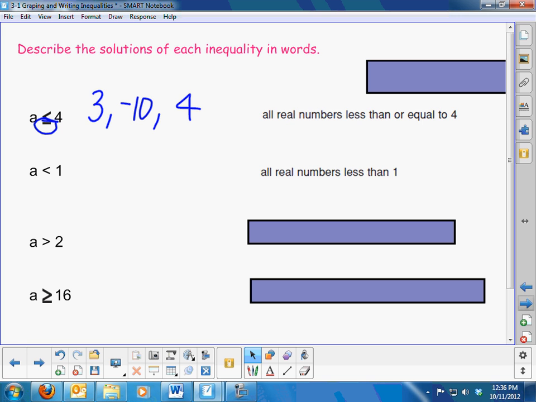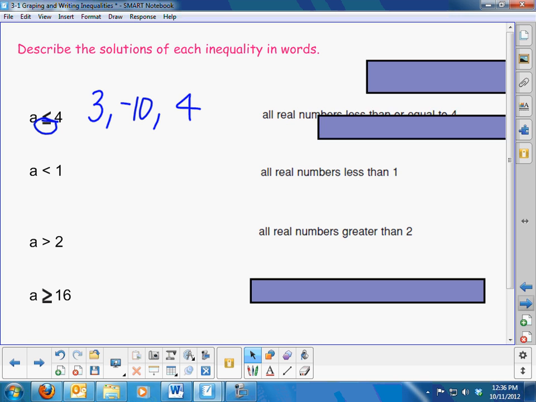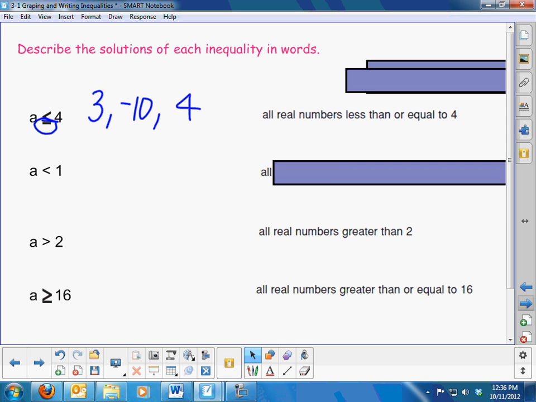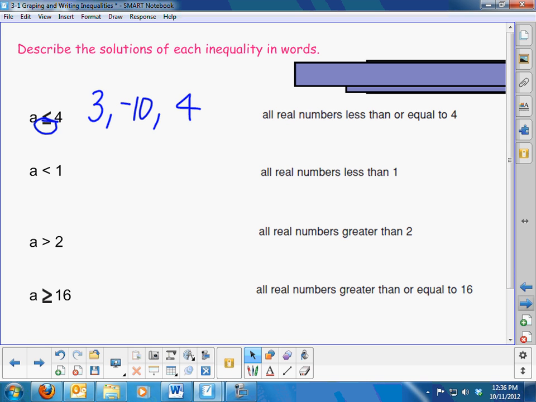The next one. All real numbers greater than 2. And finally, the last one, what would that one be? All real numbers greater than or equal to 16. So we have numbers 16 and on. 16, 17, 18, and everything in between.